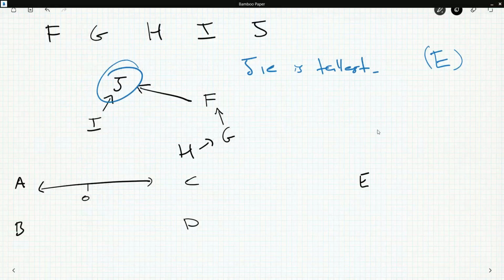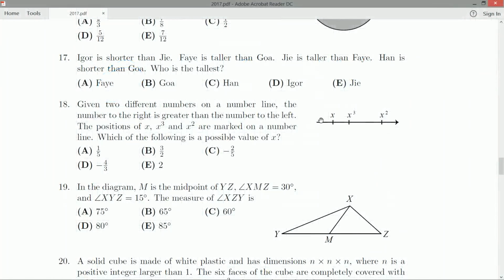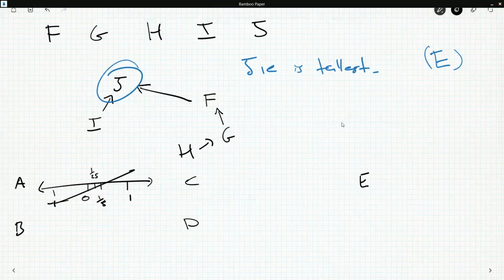But A, 1/5, well, that's between 1 and 0. And when I square that, I'm going to get 1 over 25, which is even closer to 0. But 1 over 25 is less than 1 over 5, but we need to have x squared be bigger. So automatically that fails. I don't need to deal with any more of this.